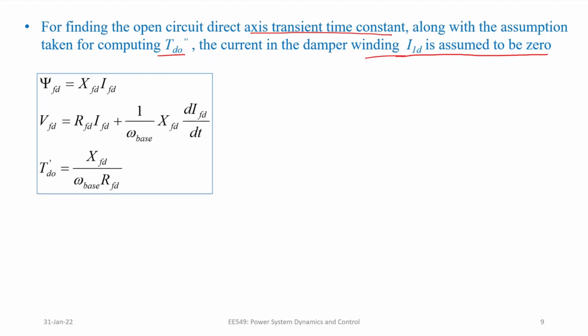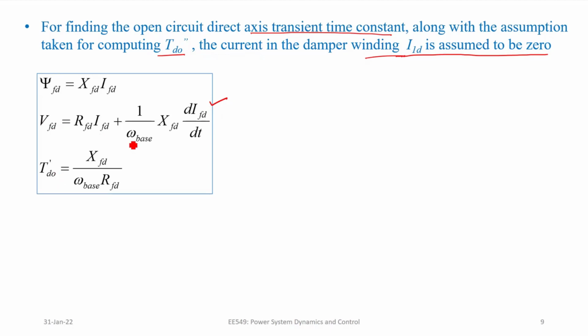Now considering all the d-axis equations, psi FD, I can write as XFD IFD, because ID and I1D both are 0. So it will have only one term, that is XFD IFD. Similarly, VFD, I can write as RFD IFD plus 1 by omega base XFD times the derivative of IFD. So other terms will be 0.